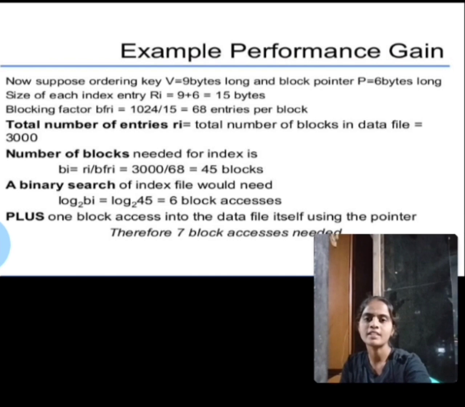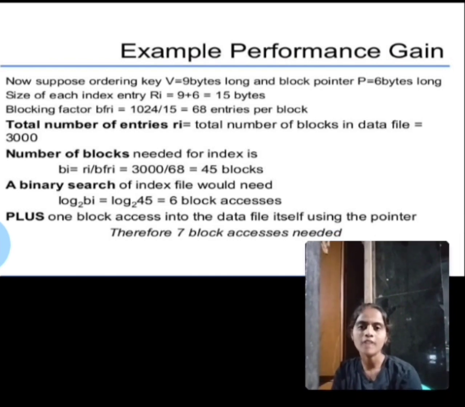Example performance guide. Suppose ordering key V equal to 9 bytes long and block pointer P equal to 6 bytes long. Size of each index entry Ri equal to 9 plus 6 equal to 15 bytes. Blocking factor b of Ri equal to 1024 divided by 15 equal to 68 entries per block. Total number of entries Ri equal to total number of blocks in data file equal to 3000.